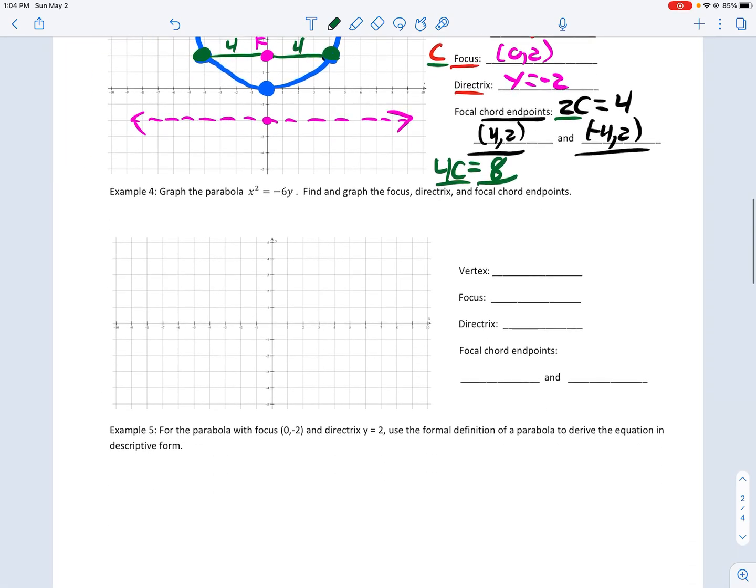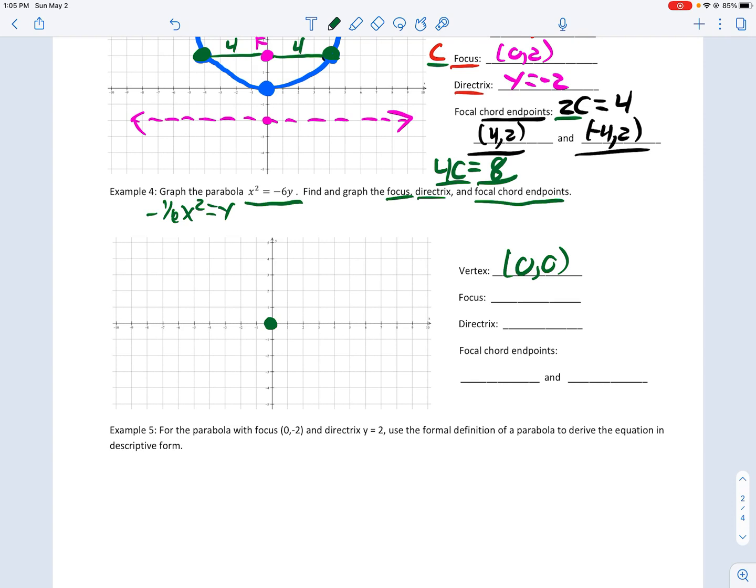Okay, example 4. Graph the parabola x squared equals -6y. Find the focus, directrix, and the endpoints. So first off, divide by -6. So -1/6 x squared equals y. It hasn't been shifted, so the vertex is 0, 0. How do I know it hasn't been shifted? There's nothing added or subtracted to the x squared.